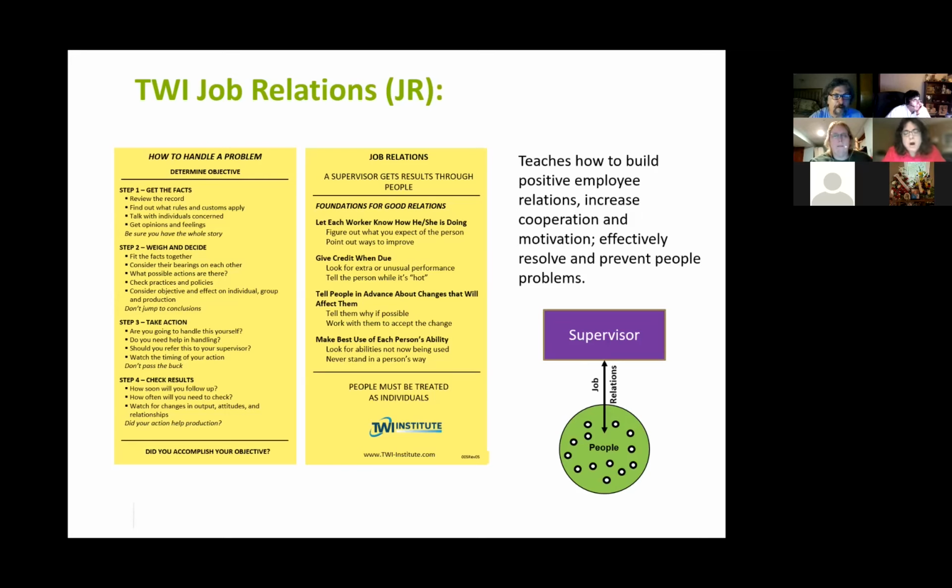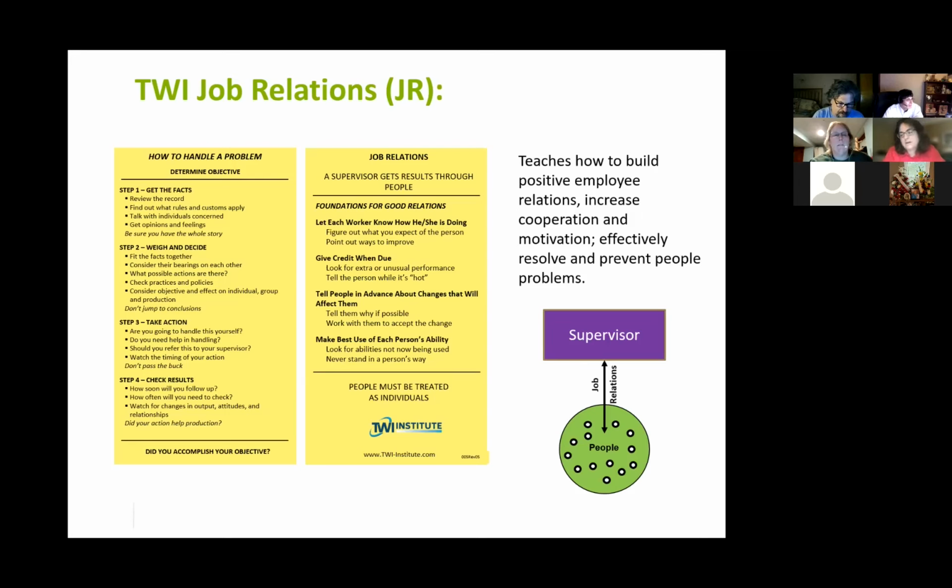I won't go through all of the 4 steps, but I do want to comment about step 1. Because look, if we don't do step 1 well, you won't do the rest of this process well. So step 1 says get all the facts. Now this is on people problems. How do we get the facts?